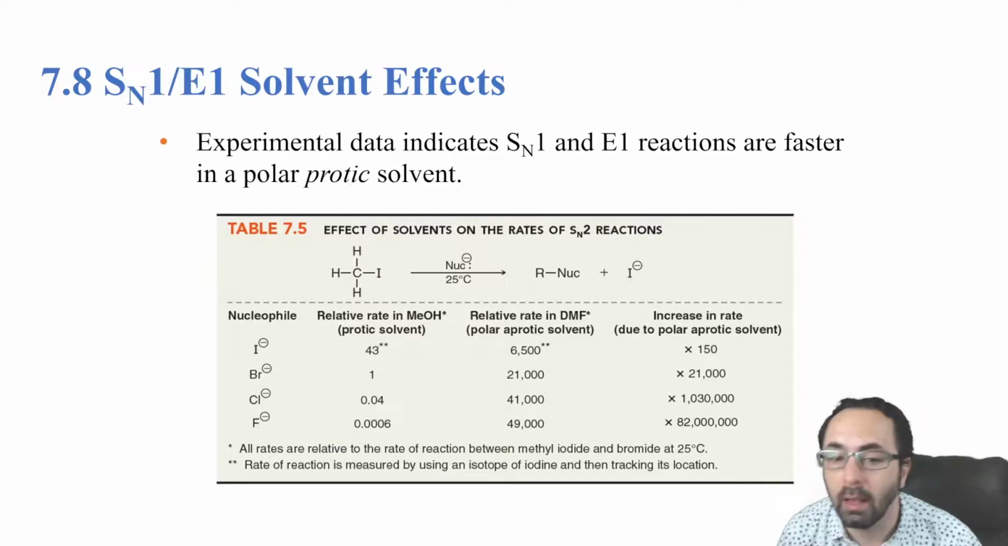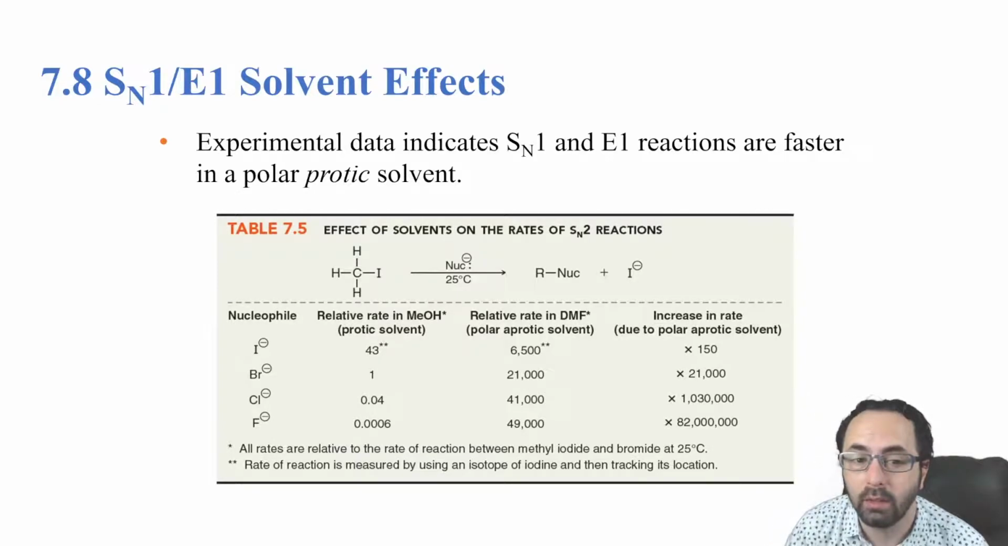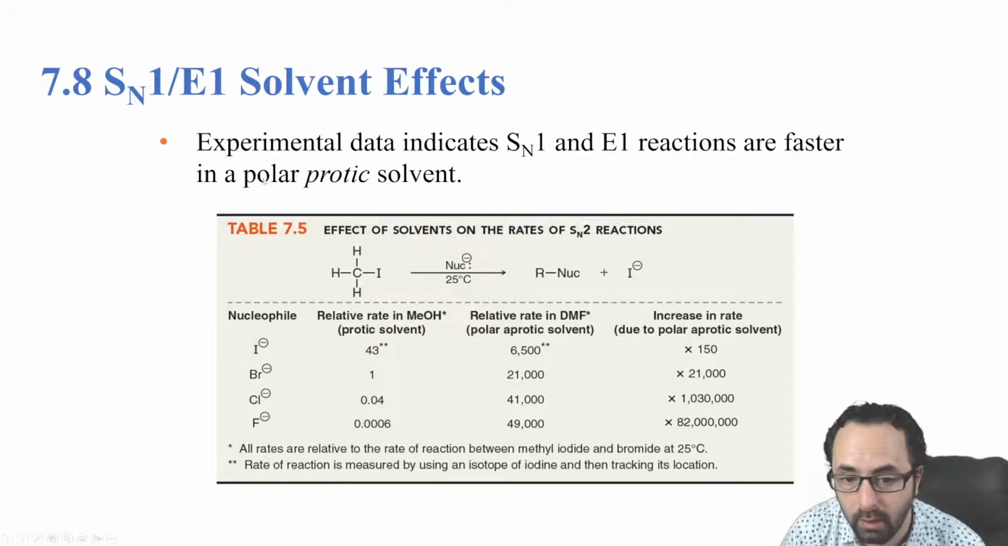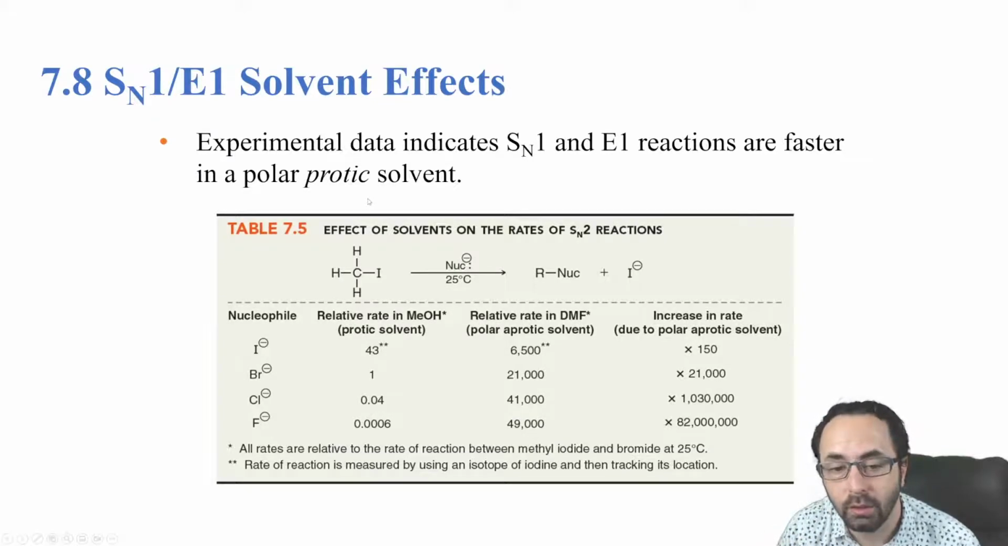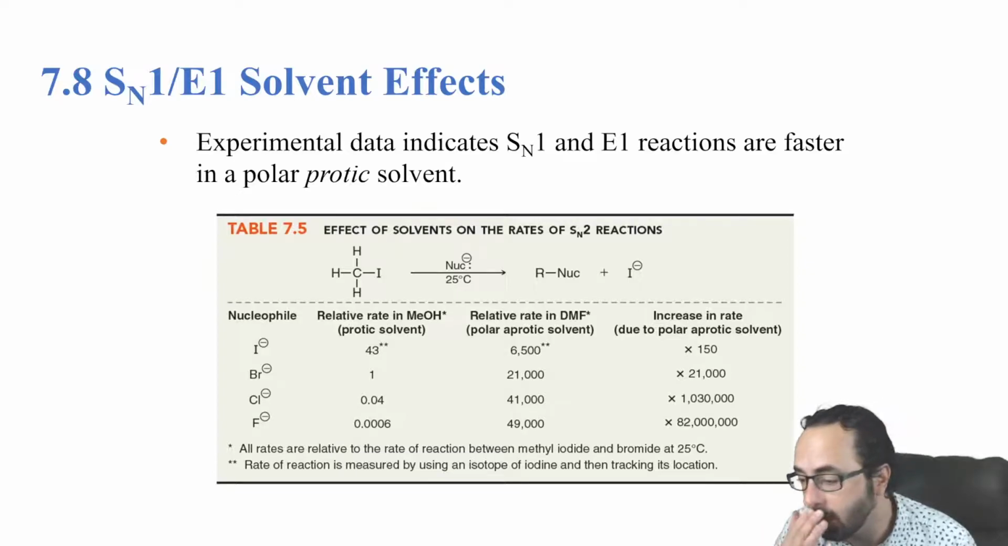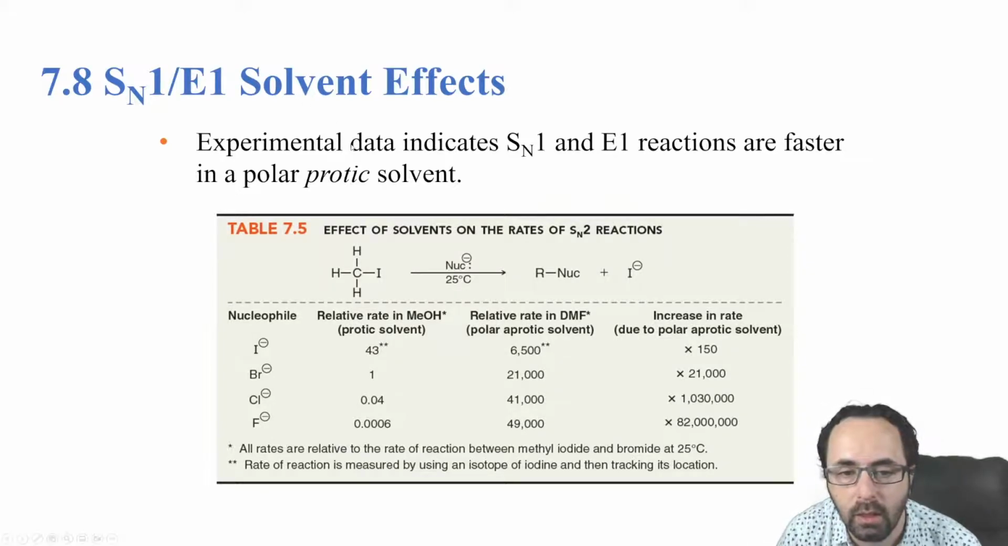So experimental data indicates that SN1 and E1 reactions are faster in a protic solvent. So a solvent in which you have an oxygen attached to a hydrogen, right? Or a nitrogen attached to a hydrogen, but generally oxygen attached to a hydrogen. Protic. So we can see here, if our leaving group is iodide, bromide, chloride, fluoride, in a protic solvent, methanol. So methanol has oxygen attached to hydrogen. That's why we can say protic.